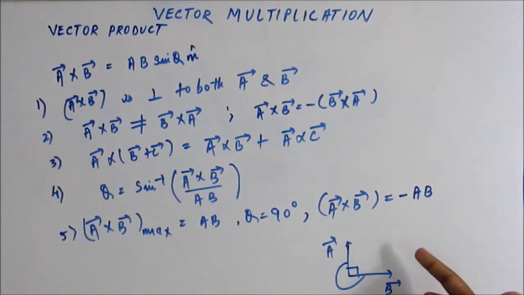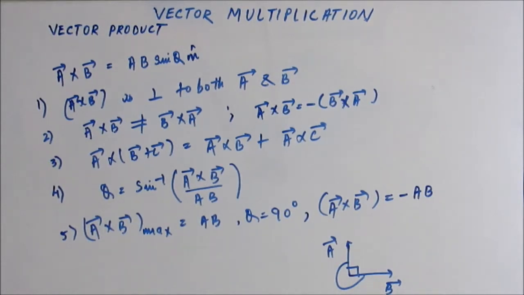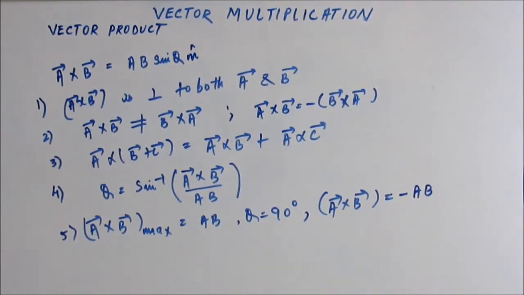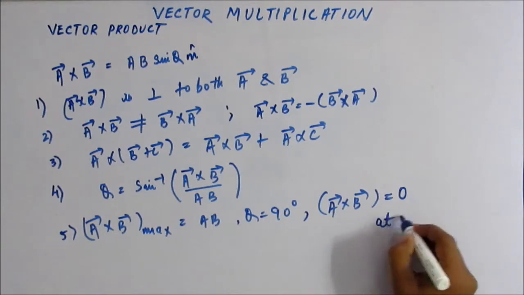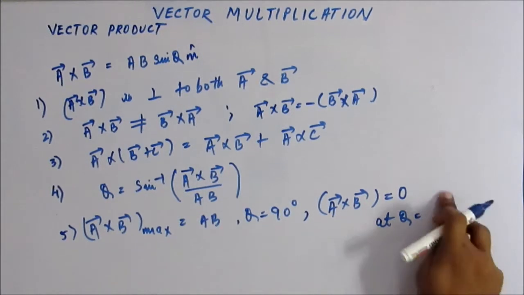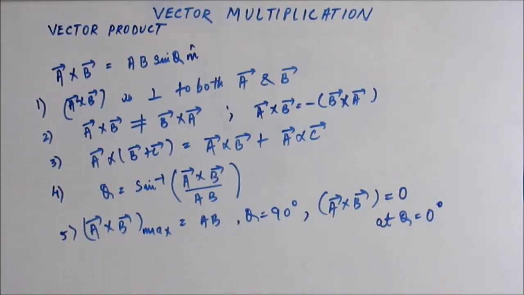So you never get the cross product of A and B as minus AB, because we have taken the convention of taking the theta as the smaller of the two. So there is never a situation in which you take the angle as 270 degree, because you always have a smaller angle as 90 degree, and in that case A cross B will be AB. So it turns out you will not have minus AB as a value of cross product. So the minimum value in that case would be 0, and that would happen at theta equal to 0 degree.